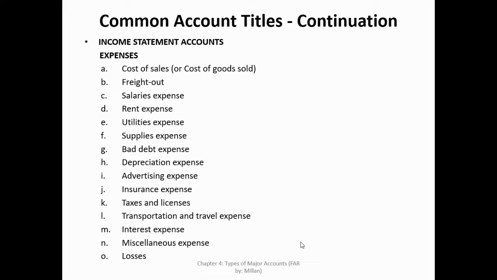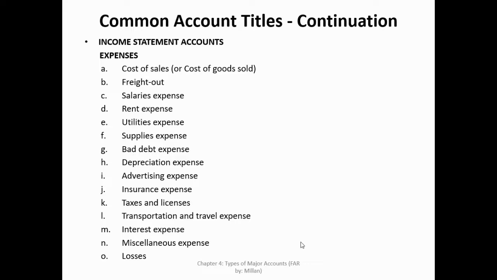Pwede ding decreases in the value of assets due to destruction, damage, obsolescence, and other changes in values caused by market factors. Kunwari, loss on fire, earthquake, storm, and other calamities. And the decrease in the value of foreign currencies held due to changes in exchange rates.